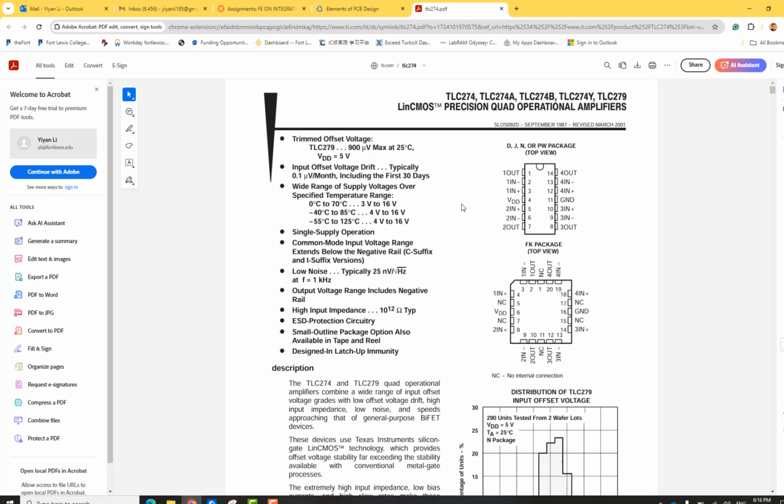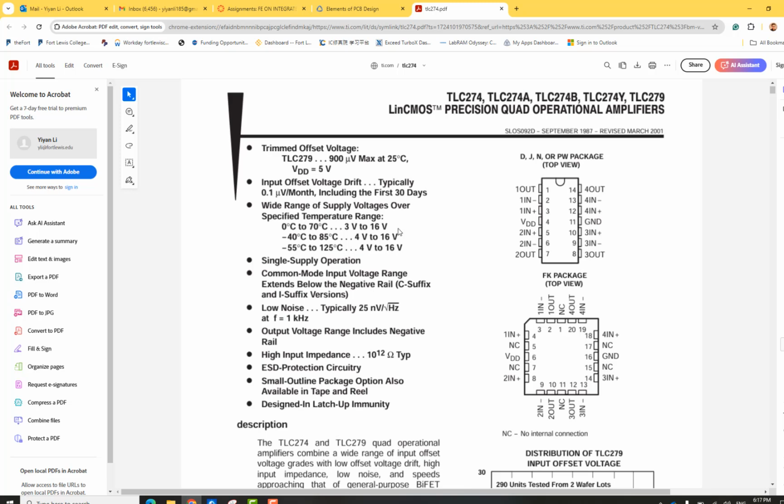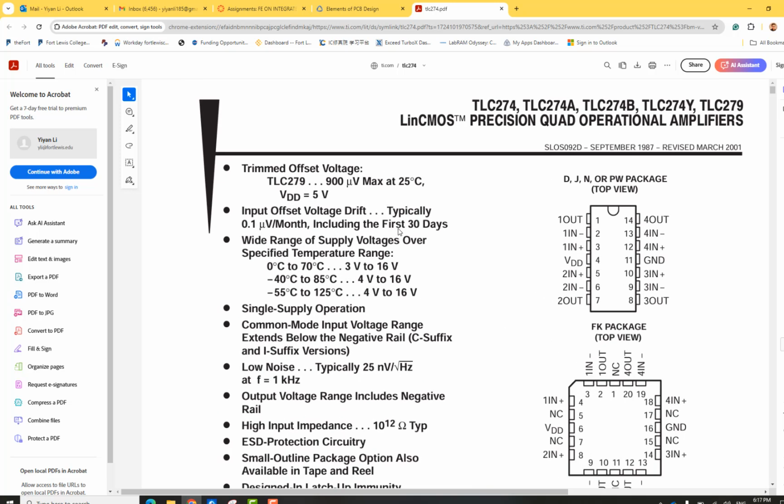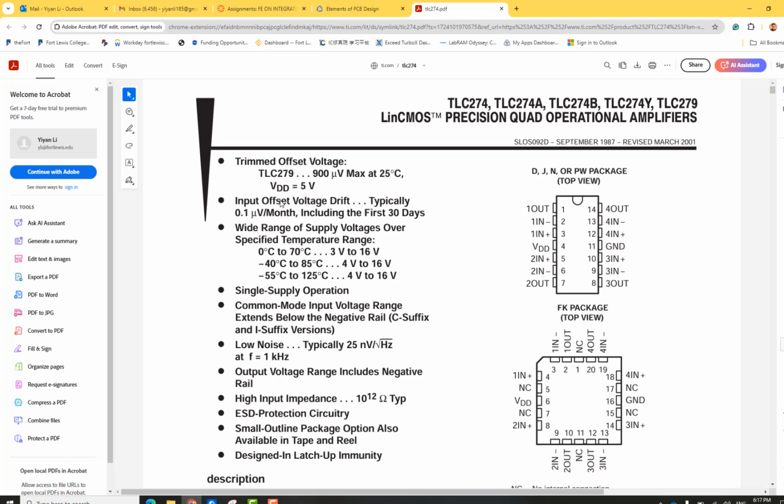Voltage ratings. So what's the power supply you want to use for the op-amp? What's the voltage here? Can you see? Is it 5 volts? VDD 5 volts. After I saw that, I was like, good, I don't have to get a regulator for it. It's going to work.